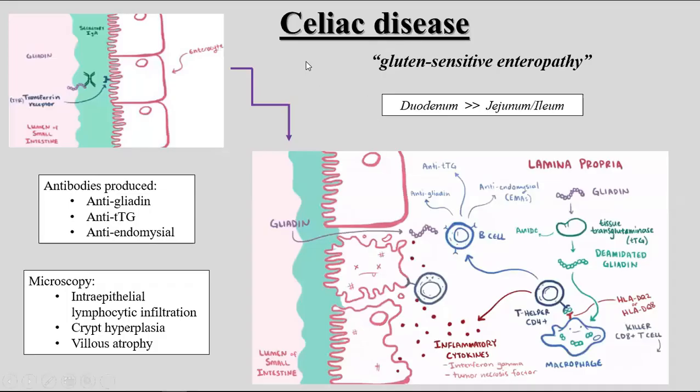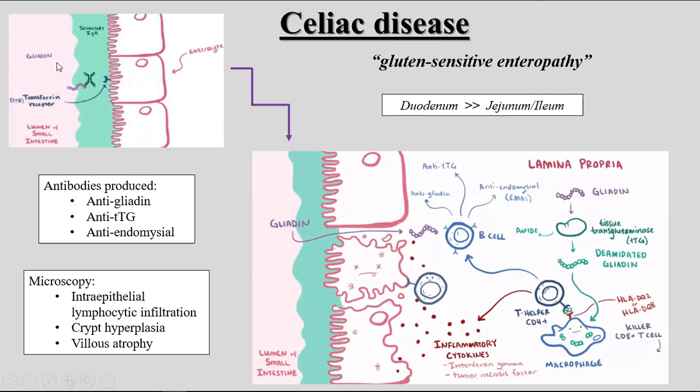So the first one we're going to talk about is celiac disease. Celiac disease is basically where you have a gluten-sensitive enteropathy. In very layman terms, it's just gluten intolerance. And celiac disease manifests a lot more seriously in the duodenum than in the jejunum or the ileum. Basically, when you take gluten in, it's broken down into this compound called gliadin.